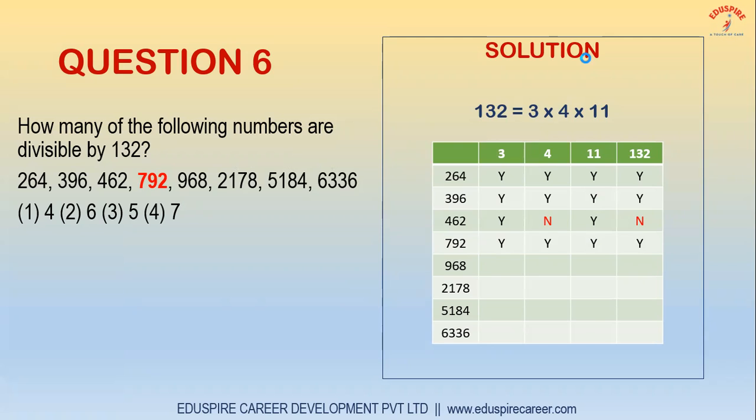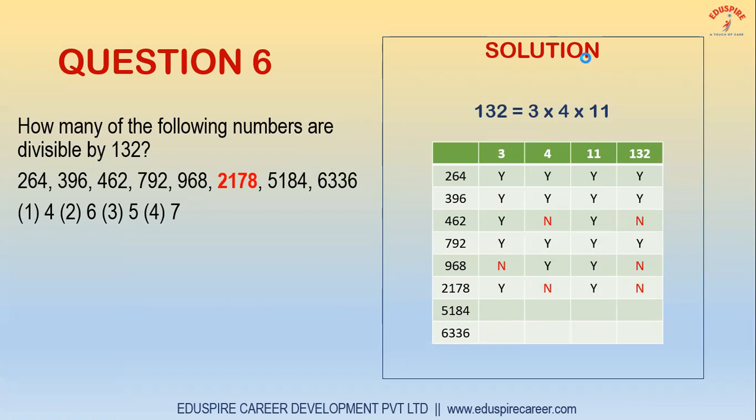If I take the case of 11, the alternate digits are 7 and 2. When you add them, you get 9. The middle digit is also 9. The difference is 0. Hence, we can say that this number will be divisible by 11 also, right? Hence, 792 is divisible by 132. Carrying on to the next, in this case, if you sum up the digits for 968, you see 9 plus 6 is 15, 15 plus 8 is 23. 23 is not divisible by 3, hence this number will not be divisible by 3. Hence we can conclude that this number will not be divisible by 132.